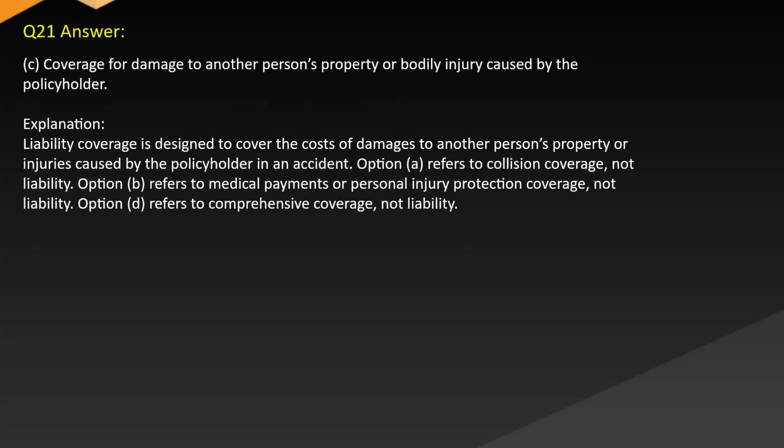Answer: C. Coverage for damage to another person's property or bodily injury caused by the policyholder. Explanation: liability coverage is designed to cover the costs of damages to another person's property or injuries caused by the policyholder in an accident. Option A refers to collision coverage, not liability. Option B refers to medical payments or personal injury protection coverage, not liability. Option D refers to comprehensive coverage, not liability.